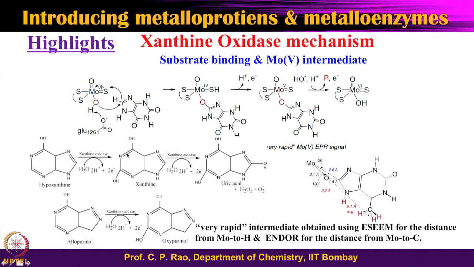Hypoxanthine to xanthine, xanthine to uric acid, all of these are done by the molybdenum oxidoreductases, as you can see over here.